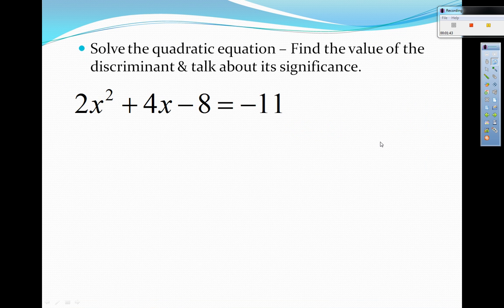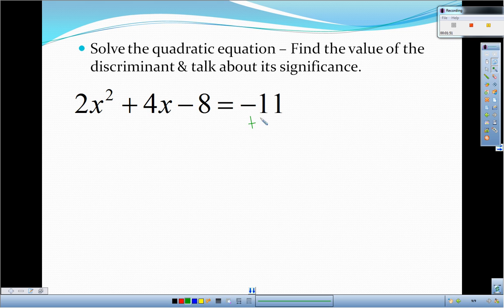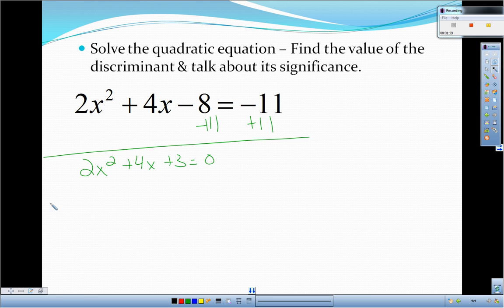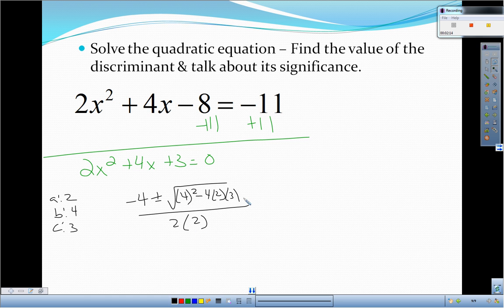So let's look at an example. It says, solve the quadratic equation, find the value of the discriminant, and talk about its significance. Well, the first thing that I notice is that this is not equal to 0. So I'm going to add 11 to both sides, and that will give me 2x squared plus 4x plus 3 is equal to 0. So now I know that a is 2, b is 4, and c is 3. So I'm just going to plug it into the quadratic formula. So I'd have negative 4 plus or minus square root of 4 squared minus 4ac all over 2 times 2. Plugging just what's inside the radical in my calculator, that will give me a value of negative 8.